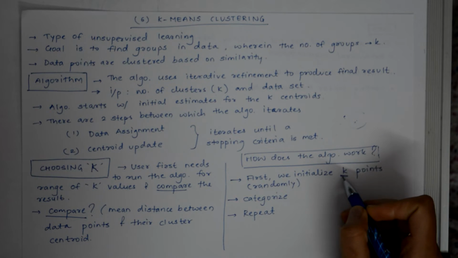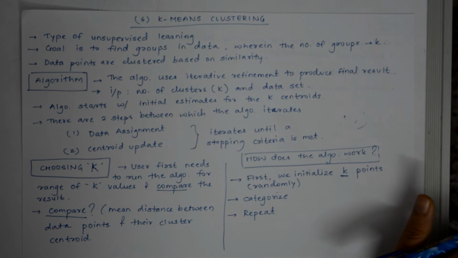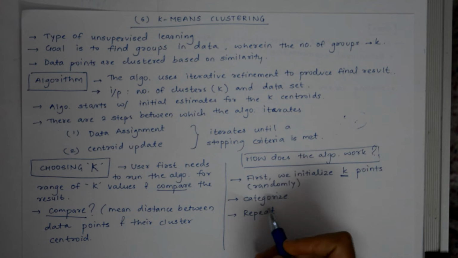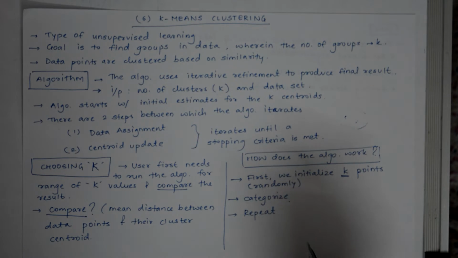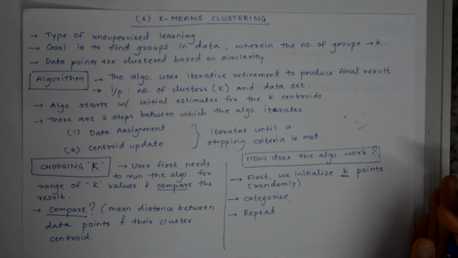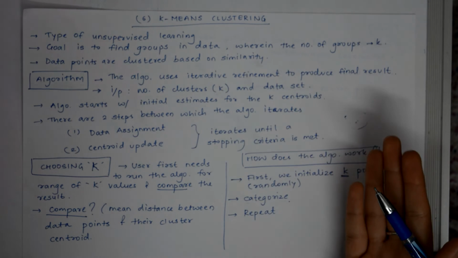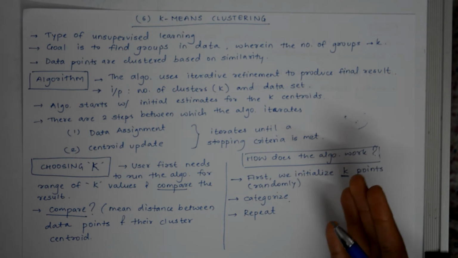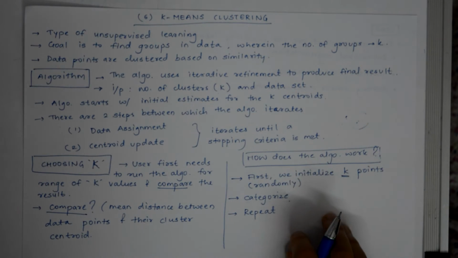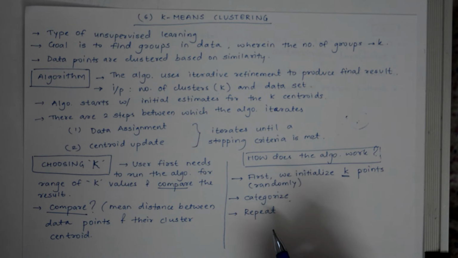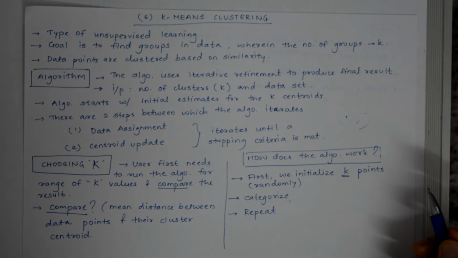So how does the algorithm work? We initialize k points randomly. Then the second step is categorization. We categorize each item to its closest mean, and then we update the mean's coordinates, which are the averages of the items categorized in that mean so far. Then we repeat the process for a given number of iterations, and at the end we have our clusters.